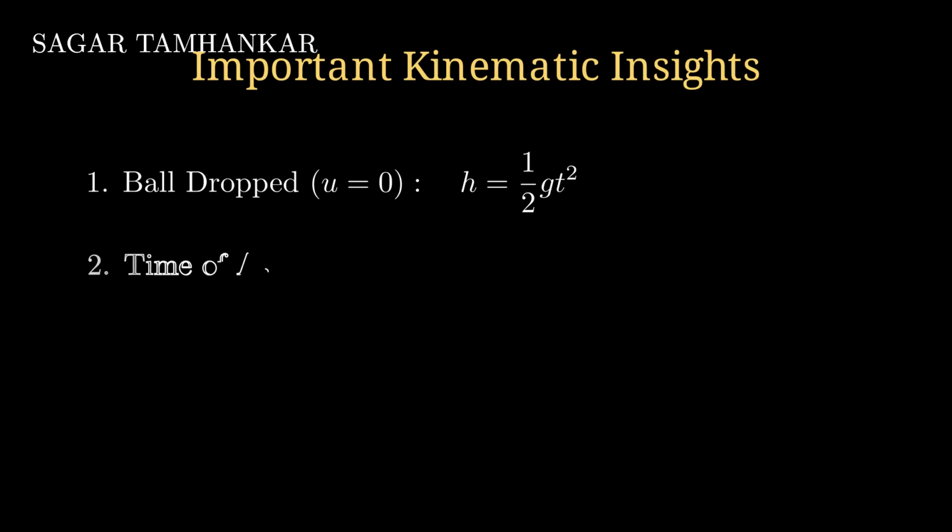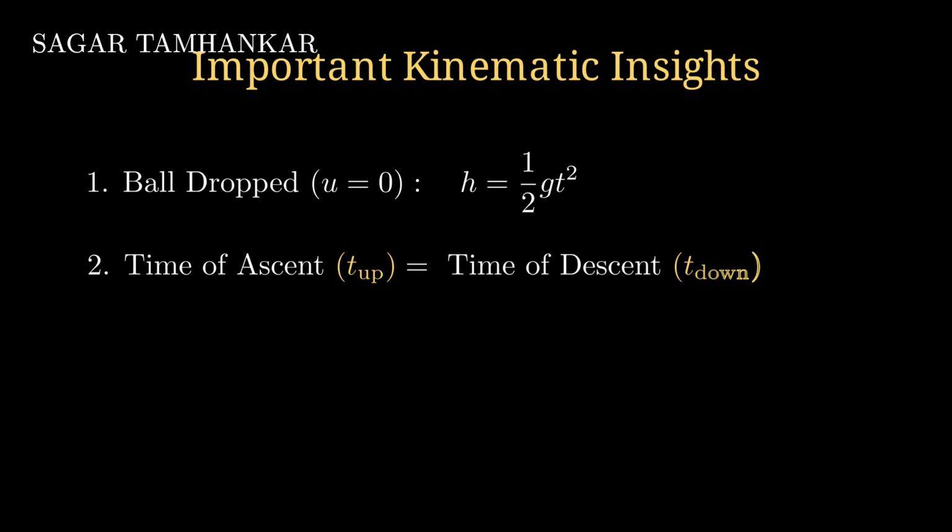From these equations, we discover several critical rules. First, if a ball is dropped from rest, its initial velocity is 0, simplifying our displacement equation. Second, neglecting air resistance, the time taken for the ball to reach its maximum height is exactly equal to the time it takes to come back down.